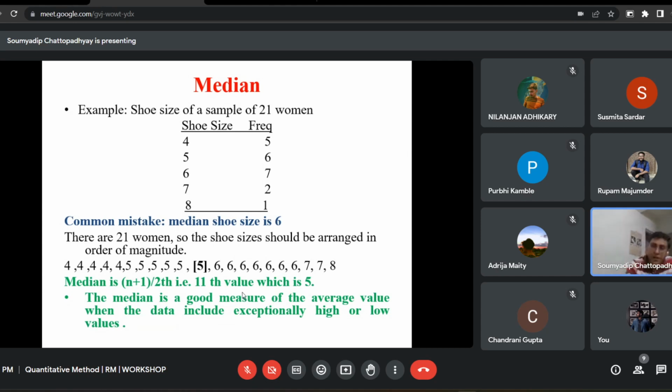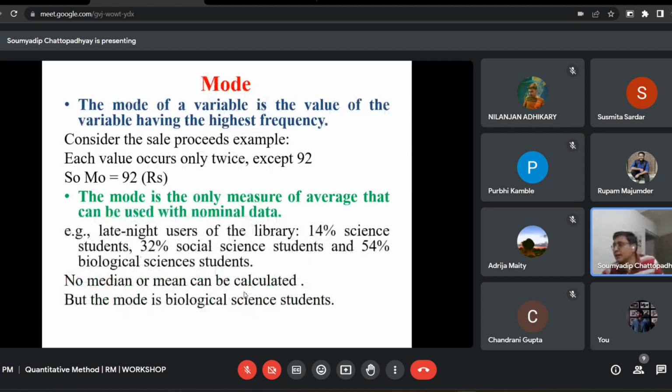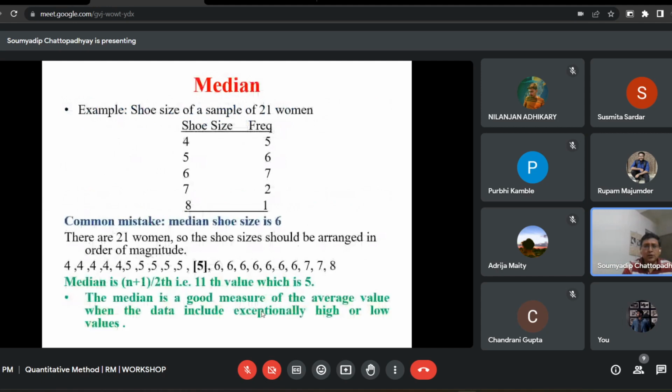Apart from that, there is another measure, which is known as the mode, and as we know, the mode is another way of representing the average value. And how is the mode defined? The mode is defined as the value of a variable with the highest frequency. How can we measure it? Just consider this particular example.